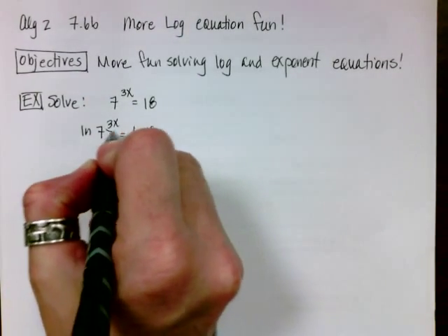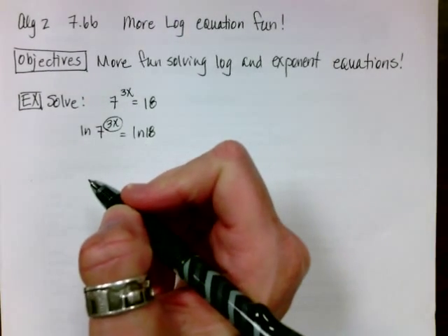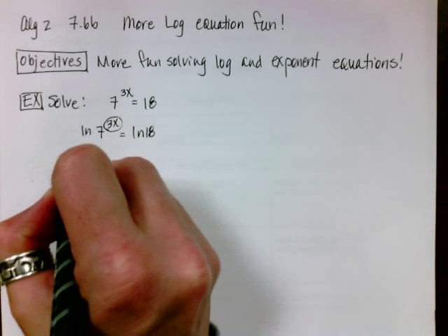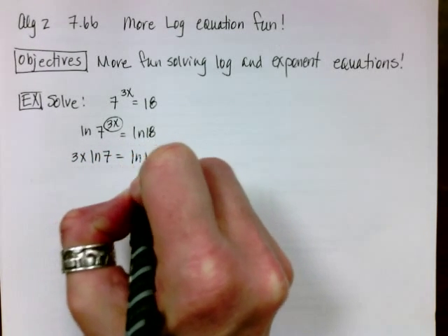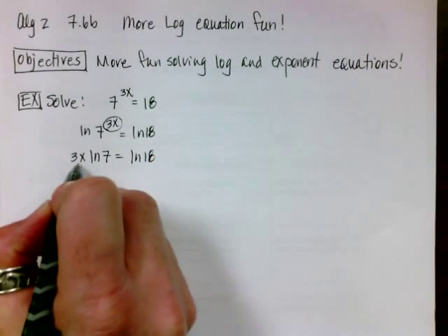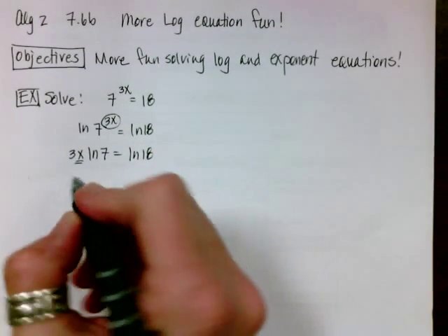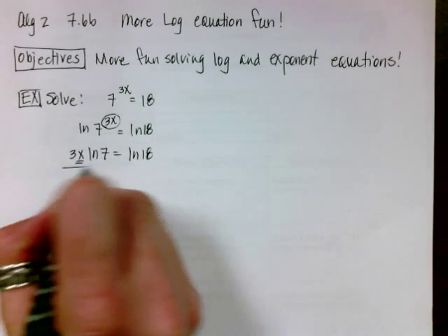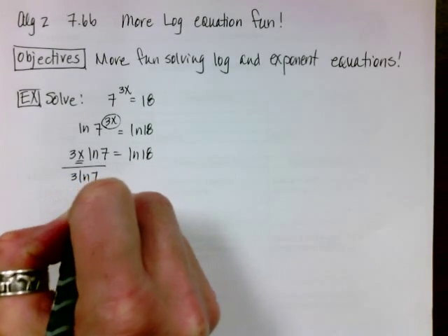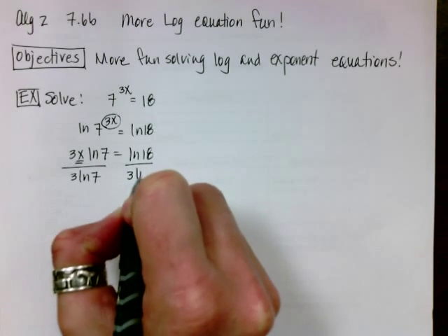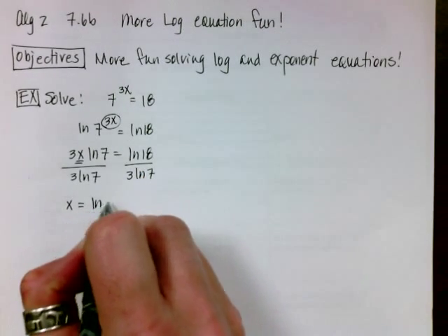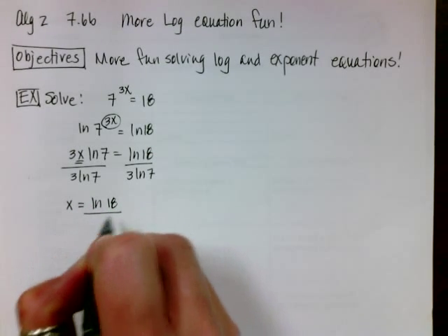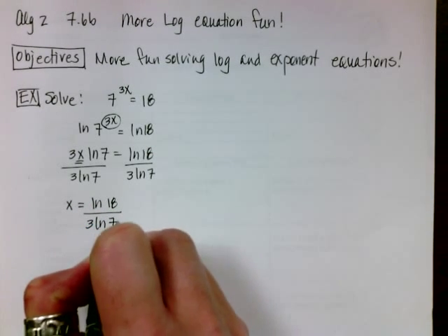This is an exponent, so the properties of logarithms say that that goes out front. So this is 3x natural log 7 is equal to the natural log of 18. My goal is to solve for x, so I'm going to divide this side by 3 natural log 7, and I'm going to divide this side by 3 natural log of 7. So I get x is equal to the natural log of 18 divided by 3 natural log 7.